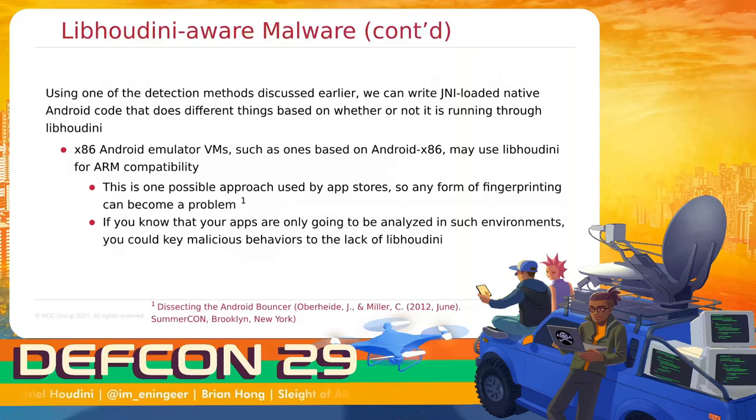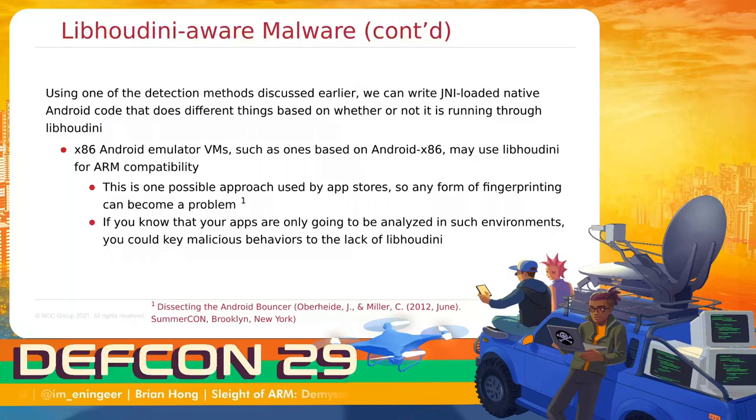For example, a malware can use one of those detection methods mentioned previously to figure out whether or not it is running with libHoudini. Then it's possible for the malware to act benevolently when it thinks it is under analysis, by seeing that libHoudini is being used. And in other cases, it shows malicious behaviors when libHoudini is not present.